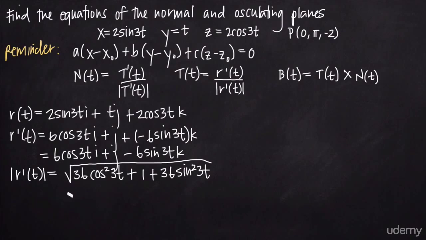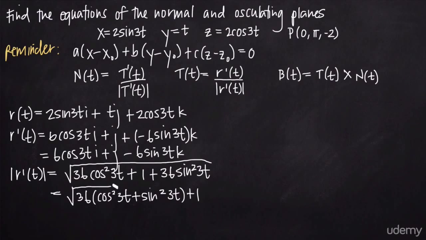And now we need to simplify. So what we want to do is recognize that we have cosine squared of 3t and we have sine squared of 3t. We can put those two terms together and then factor out a 36. So we'll get 36 times cosine squared of 3t plus sine squared of 3t, like this, and then we have our plus 1 out here. So cosine squared of 3t plus sine squared of 3t, based on our trigonometric identity, we know that that's equal to 1. So this is all just going to cancel because 1 times 36 is still 36, and you can see that we end up with the square root of 37, 36 plus 1.